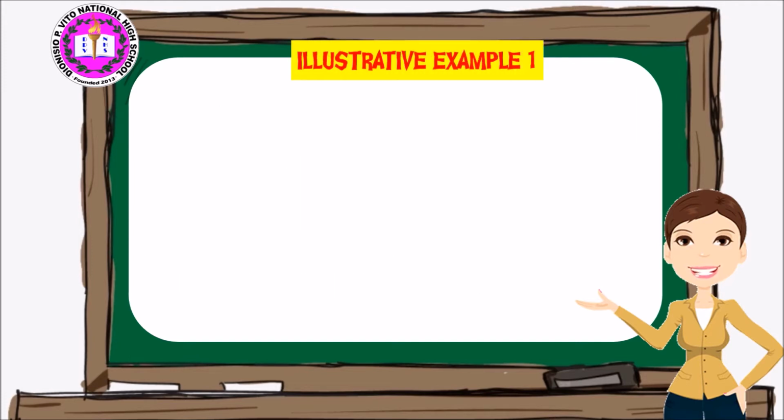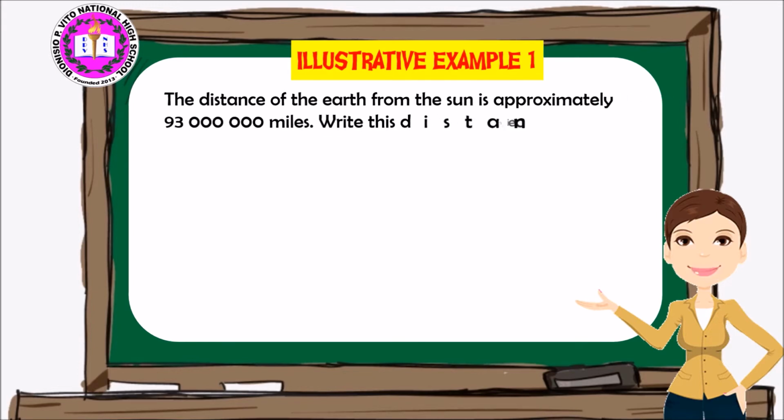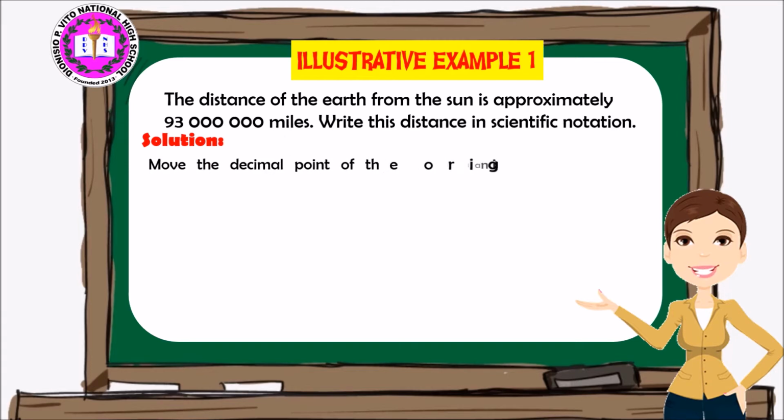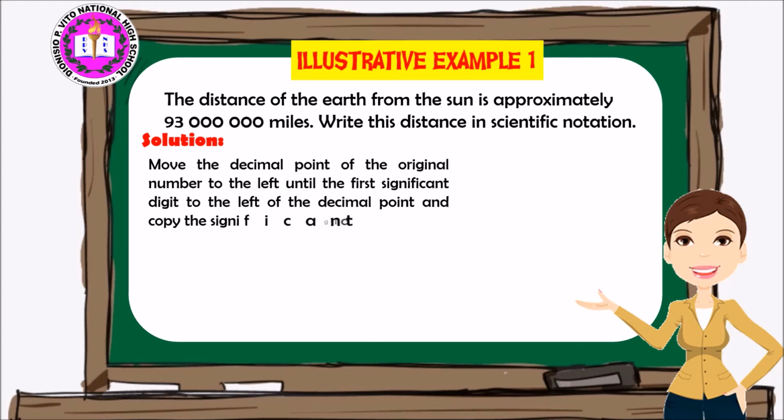Let's have example number 1. The distance of the Earth from the Sun is approximately 93 million miles. Write this distance in scientific notation. For our solution, we're going to move the decimal point of the original number to the left until the first significant digit to the left of the decimal point and copy the significant digits to its right. So from 93 million, we're going to have now 9.3.